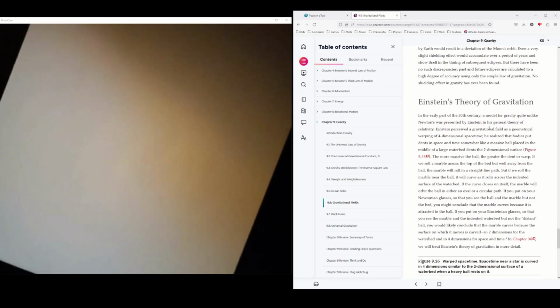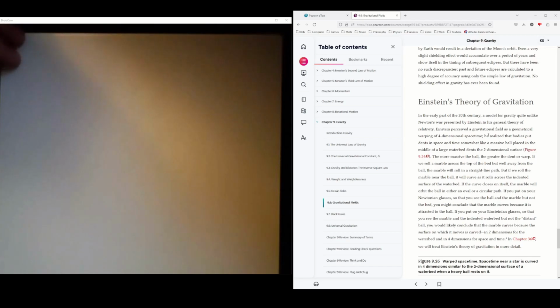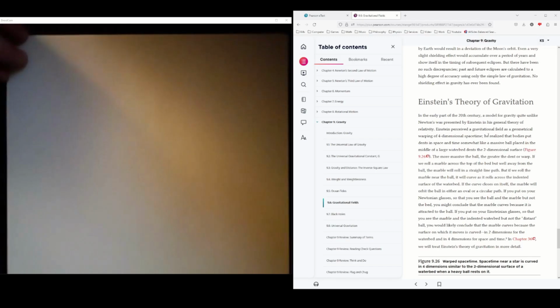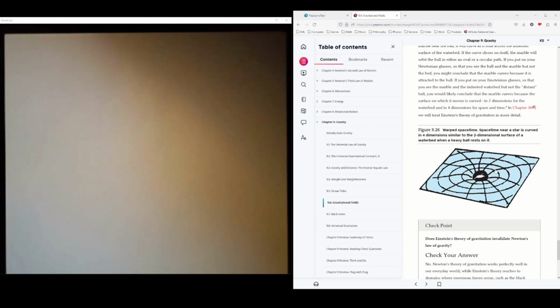And Einstein's theory of gravity. So interesting. They're going to bring up Einstein. Einstein had a vastly different understanding of gravity than Newton. And they give a common picture here of what Einstein's gravity is.